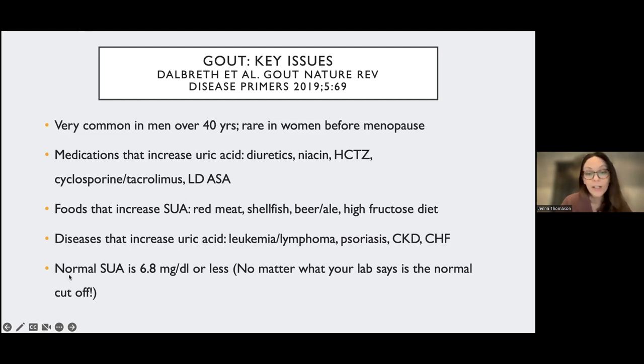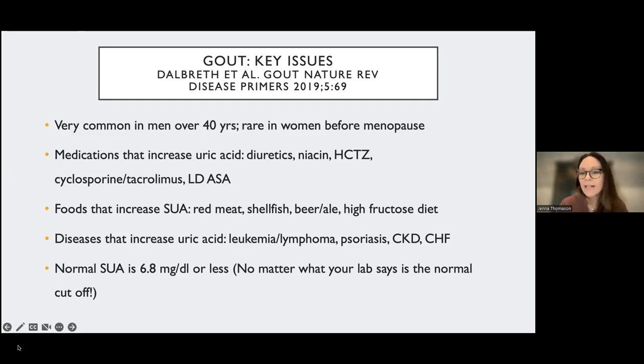So normal serum uric acid is 6.8 or less. And this is really confusing because you might see in a lab somewhere that the normal cutoff is something like 7.2. I imagine that was based on some sort of survey of the population to figure out what's normal, and some standard deviation away from that is abnormal.